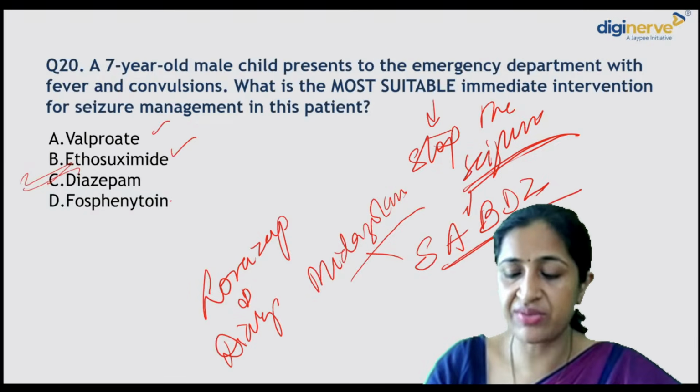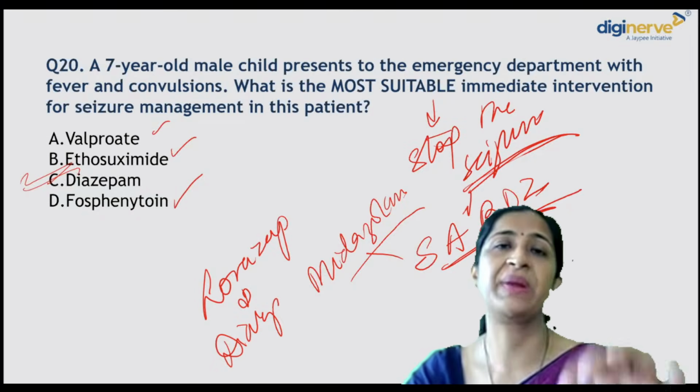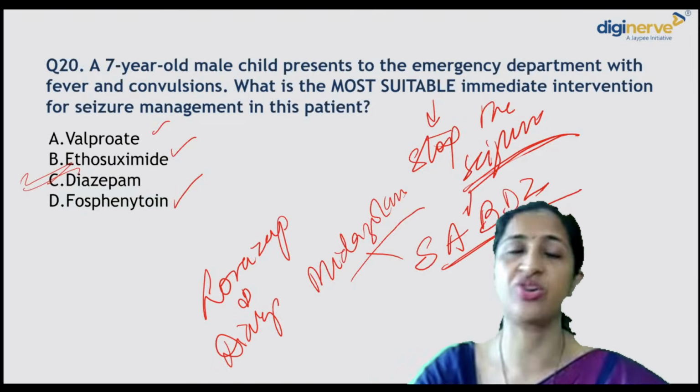Valproate, ethosuximide, fosphenytoin, all may be treatment of this child's underlying epilepsy if it is there. But immediate intervention is always diazepam.